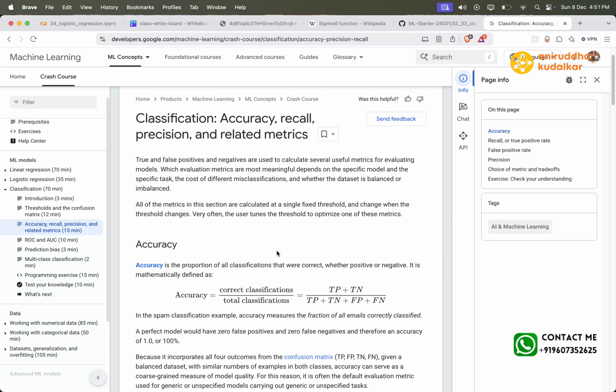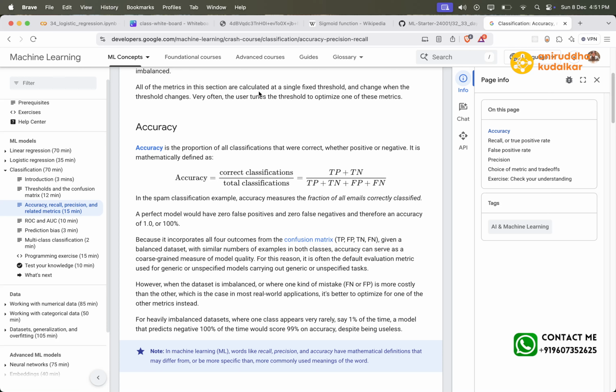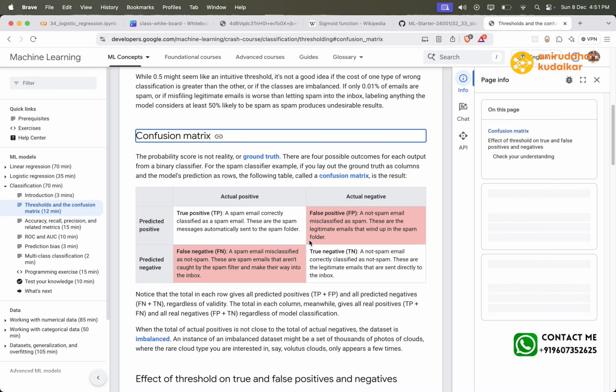So for accuracy in classification, the true and false positives and negatives are used to calculate several useful metrics for evaluating the models. Which evaluation metrics are most meaningful depends on the specific model and the specific task, the cost of the different misclassifications, and whether the data set is balanced or imbalanced. So that is dependent on this. Now if you see, it incorporates all the four outcomes from the confusion matrix. So what is a confusion matrix now?